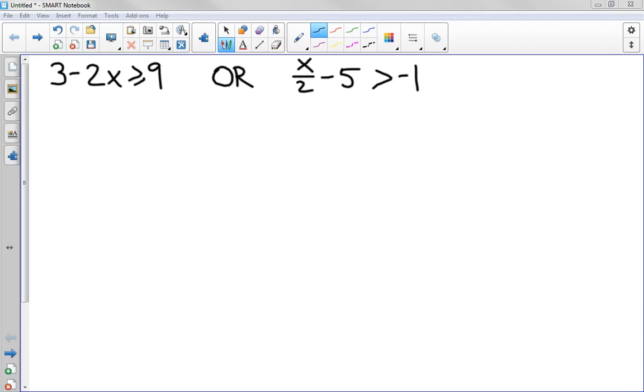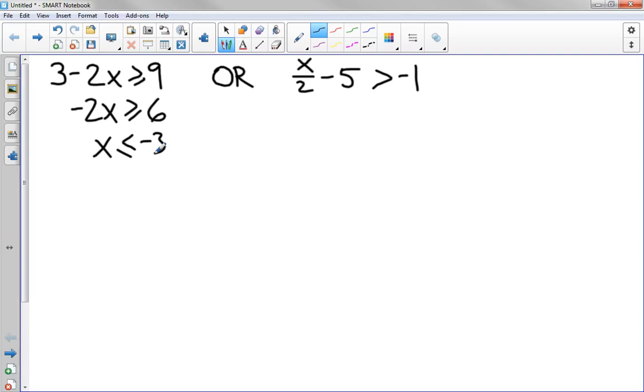So, starting over here to the left, I want to solve the inequality. I'll subtract 3 from both sides. So I have negative 2x is greater than or equal to 6. Now if I divide by negative 2 on both sides, I get x is less than or equal to negative 3. Remember that the inequality symbol changed signs because I divided by a negative number.